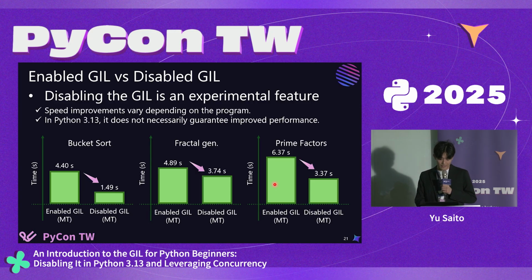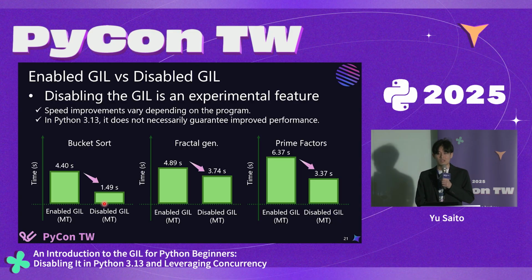The graph shows an example of the execution times with the enabled GIL and the disabled GIL in CPU-bound tasks. In this case, bucket sorting, fractal generation, and prime factorization are examples. As you can see in the graph, disabling the GIL on the right takes less time compared with the enabled GIL in each scenario.